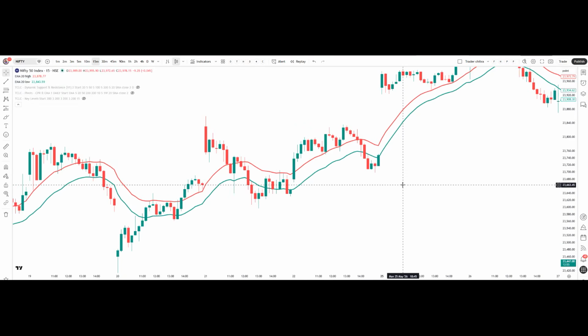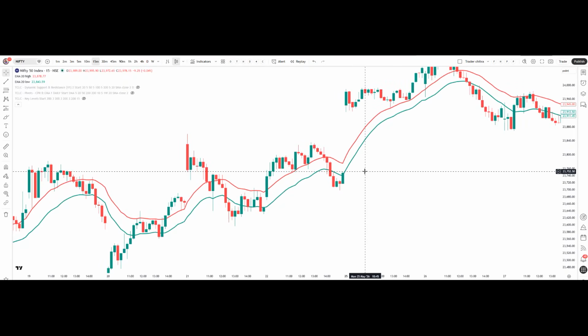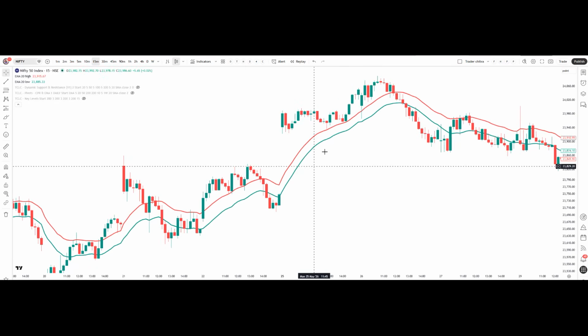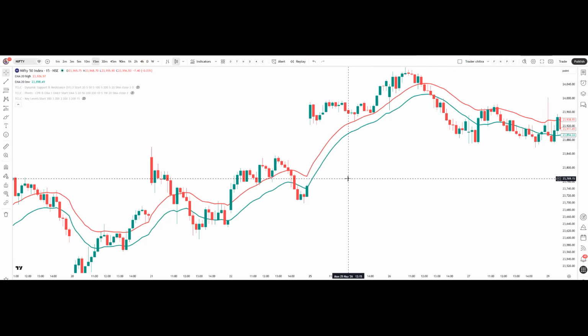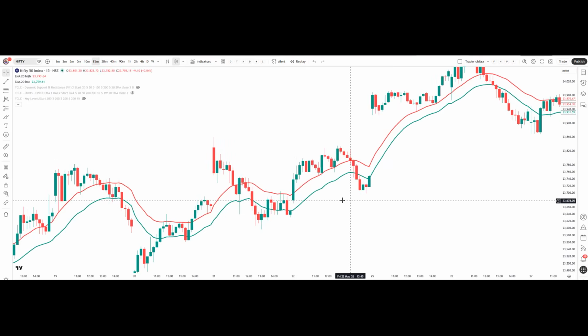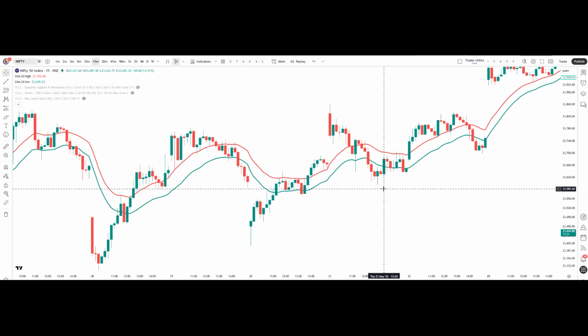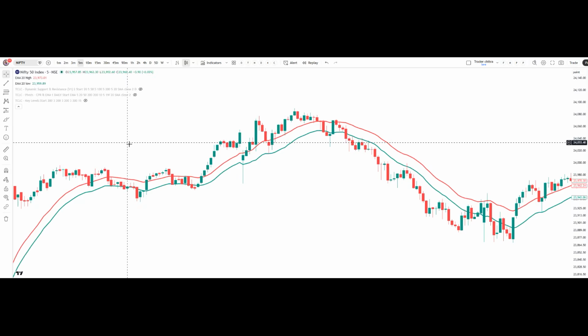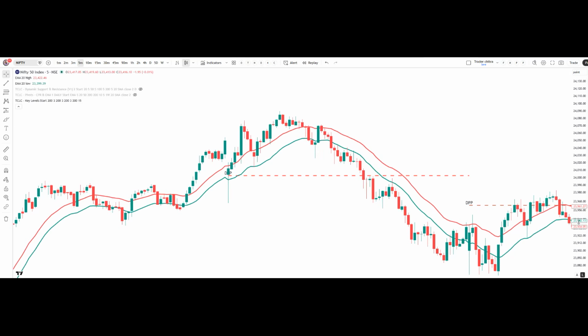Now we can see this is looking like a channel. So the particular channel will act as the support and resistance when we are doing our trading. So it will be very helpful in our trades. We can add the pivot point also in this moving average, so it will be easy to understand.